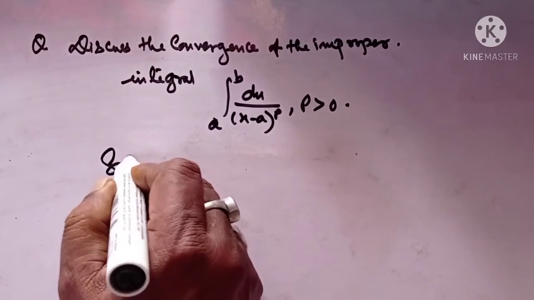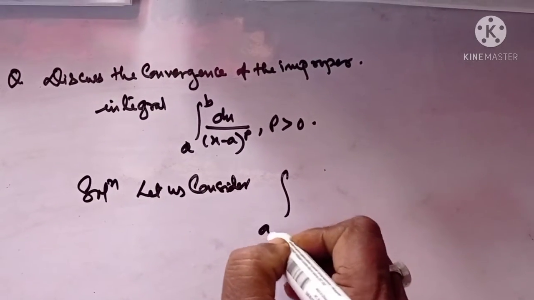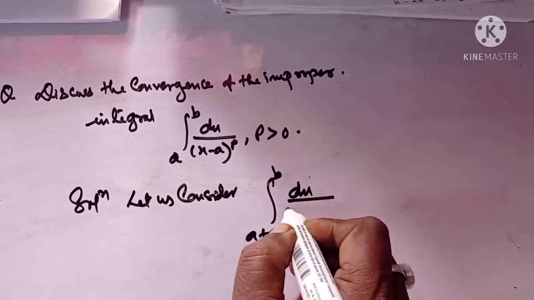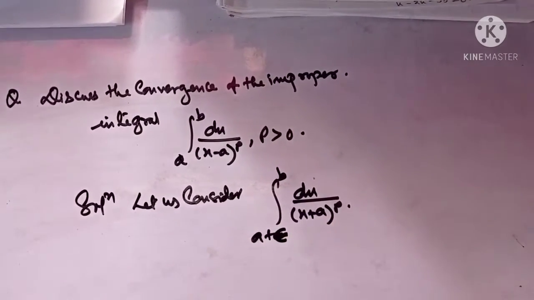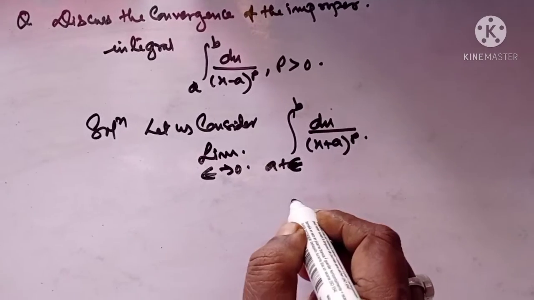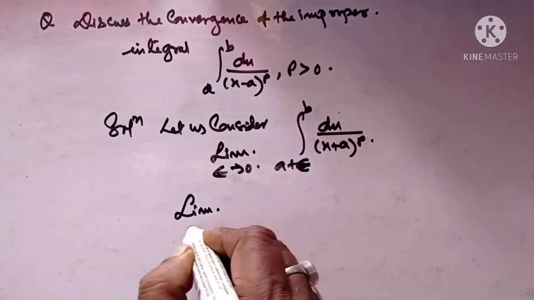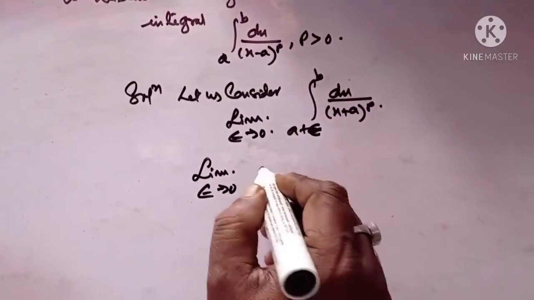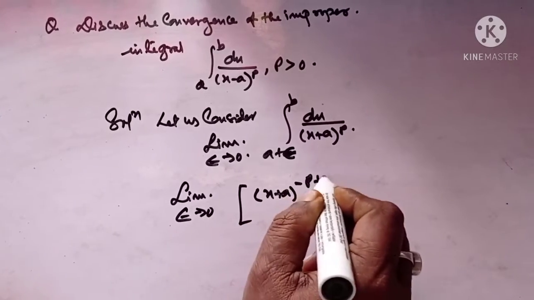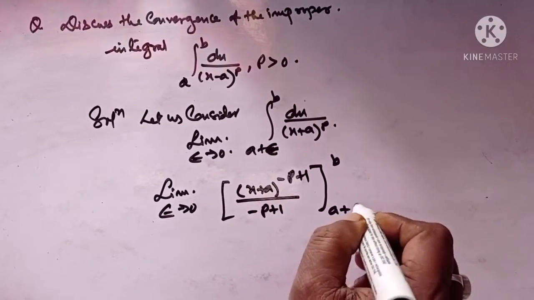So let us consider the solution. Let us consider the limit as epsilon tends to 0 of the integral from a plus epsilon to b of dx over (x plus a) to the power of p. Now I'm going to integrate it. The integration will be (x plus a) to the power of minus p plus 1, divided by minus p plus 1, over the interval from a plus epsilon to b.